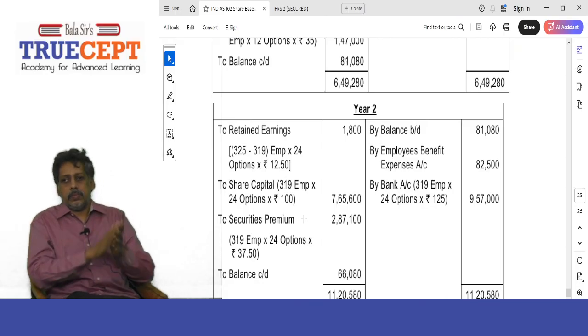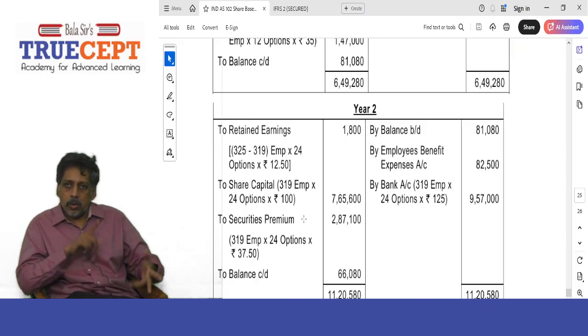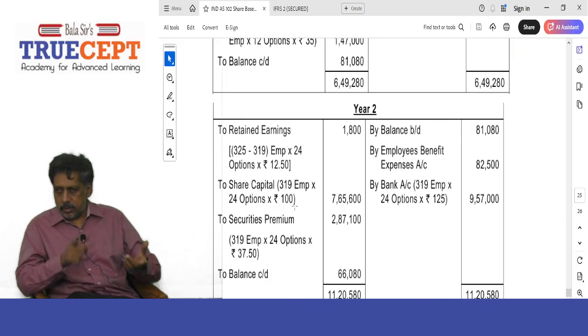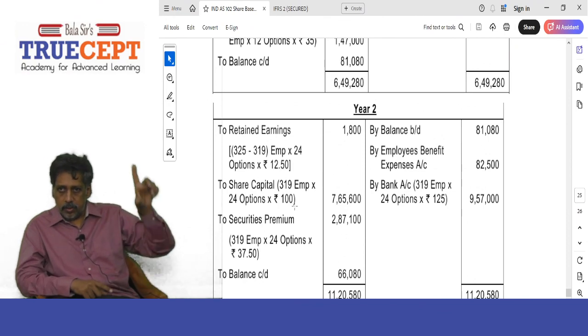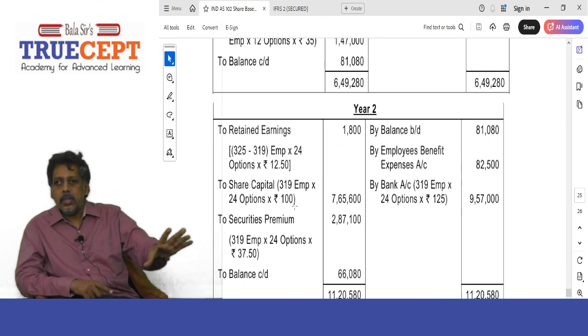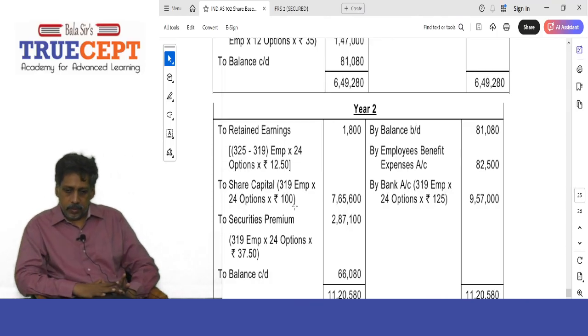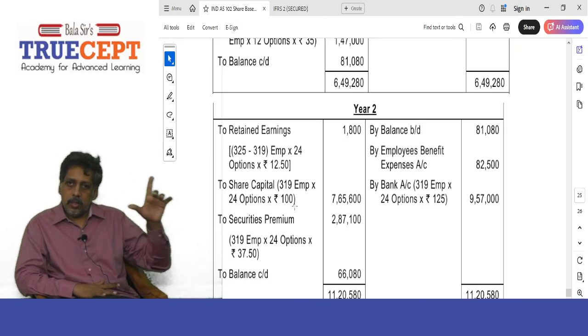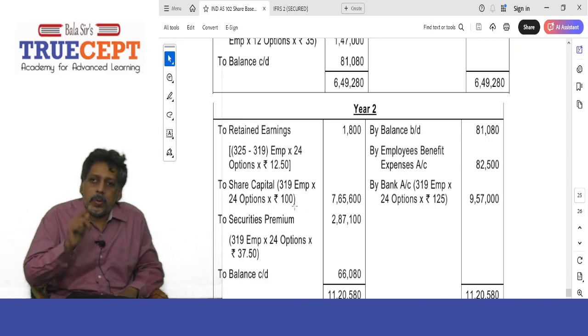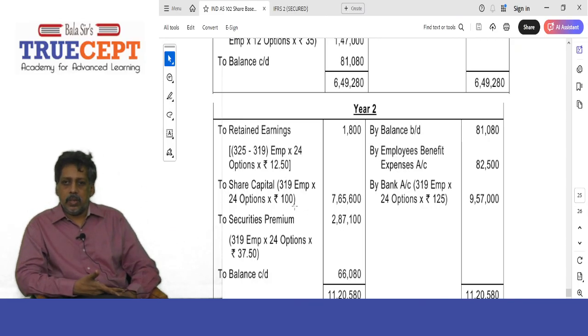Understood? Just see on the debit side, to share capital. How many shares you got? 319 into 24, 7,656. That into rupees 100 each. How much? 7 lakh 65,600. Very good. Then to securities premium, nothing but the number of shares into 37 rupees and 50 paise. Understood? That will be the balance transferred to share premium. And then now to balance carried down, how much will it be?